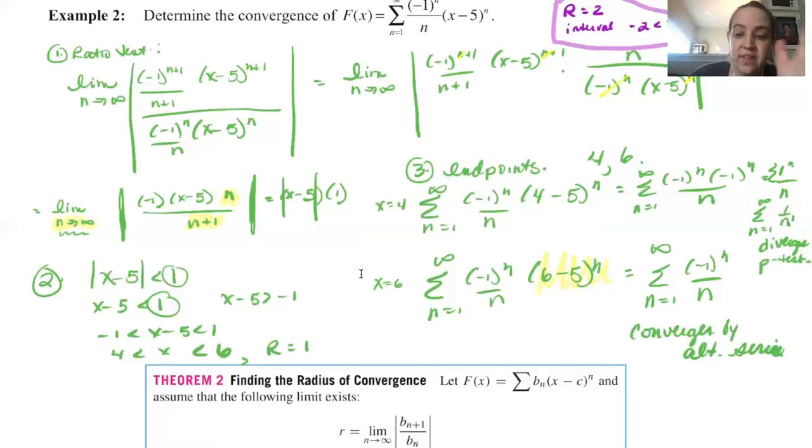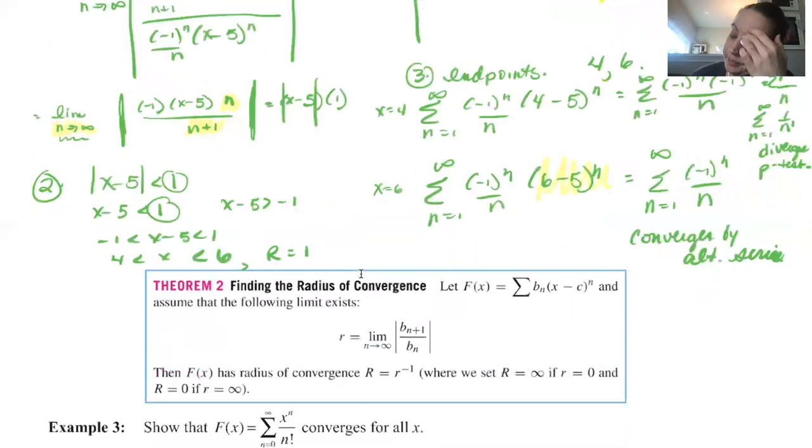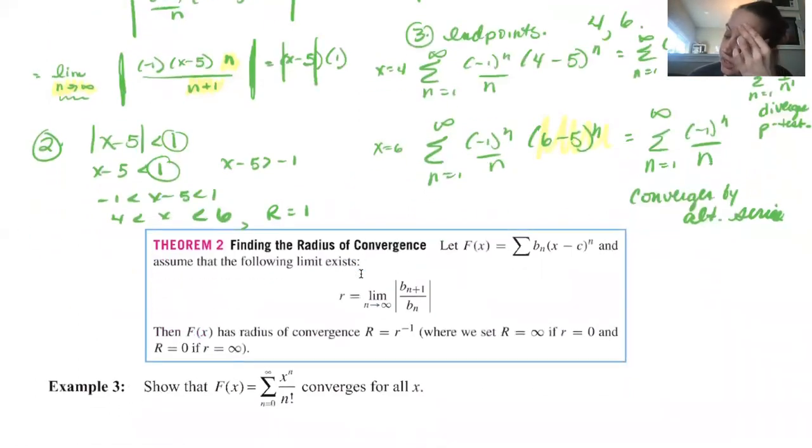So what does your final answer look like? Your answer looks like, because it diverges at the 4 and converges at the 6, 4 is less than x, which is less than or equal to 6. If you're using inequality notation, if you use interval notation, it's 4 in parentheses, 6 in a bracket. Oh my goodness, that's a lot going on there. All right, I'm going to take a quick break and I'll be back to explain the others.